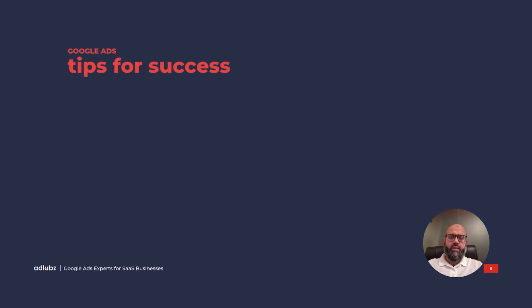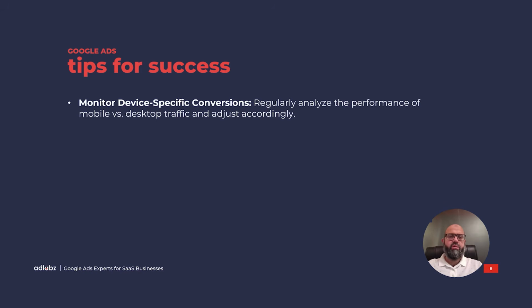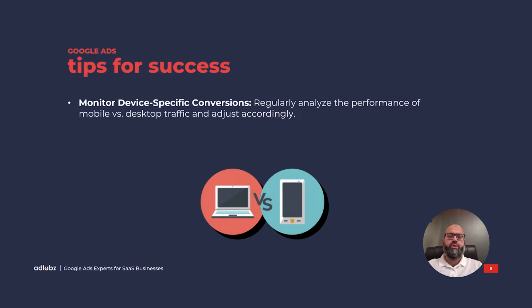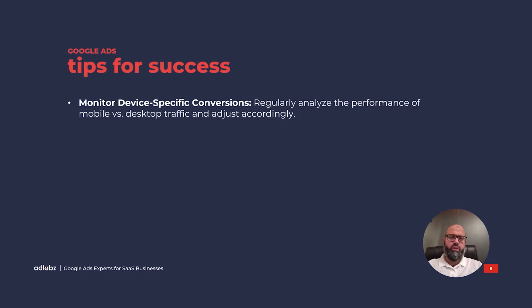Some tips for success: monitor device-specific conversions, regularly analyze the performance of mobile versus desktop traffic and adjust accordingly. There's no cookie-cutter solution for this setup. You'll have to monitor what type of conversions and what quality of conversions are coming through mobile devices and what type are coming through desktop devices, and then adjust accordingly.